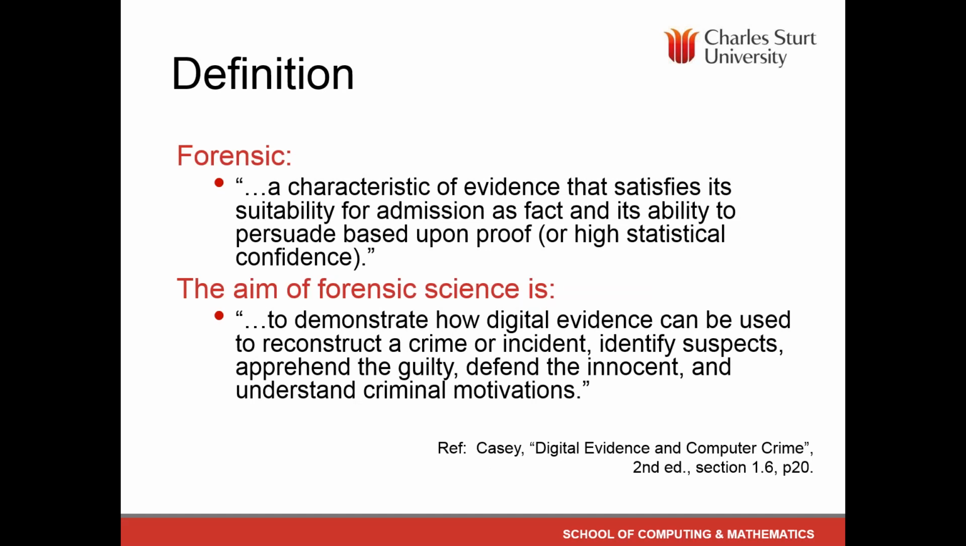So the first part on this slide, you can see the terminology forensics, that's a traditional way of describing what forensics satisfies. The aim of forensic science, and in particular digital forensic science, is that we are looking to construct or reconstruct an incident or a scene where we can identify the suspect, apprehend the guilty, or defend the innocent and prove that, and understand the due process which involves either a criminal investigation or a corporate investigation.